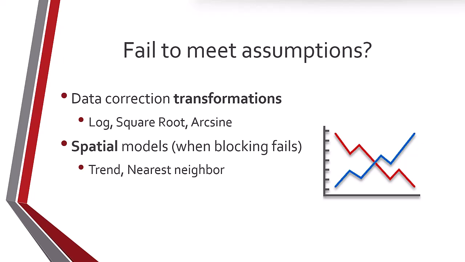Spatial models try to recover information about hidden variables across the field. There are 3 trend and 4 nearest neighbor models that can be used in ARM. This is commonly used when the blocking design fails, or when blocking is not a realistic option.